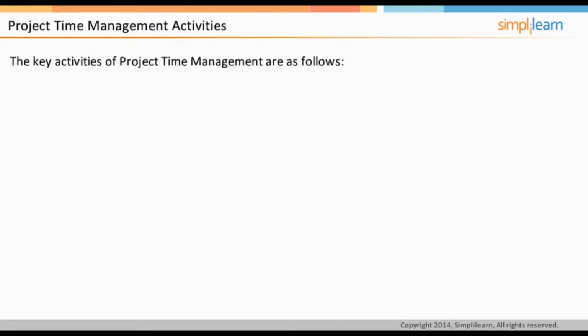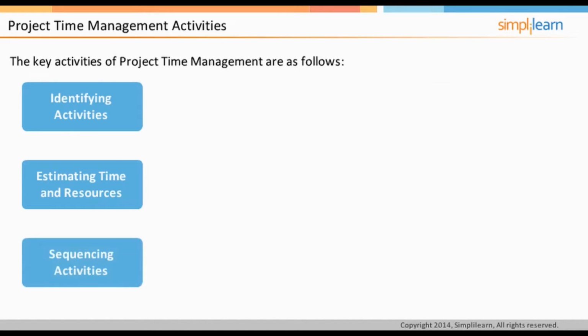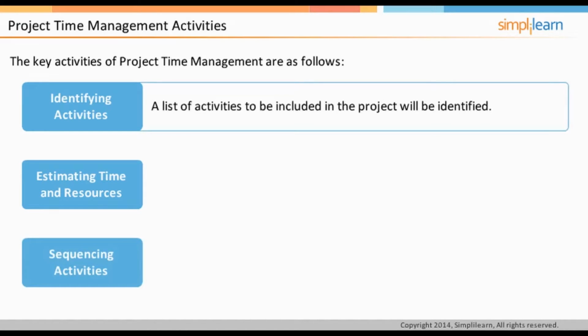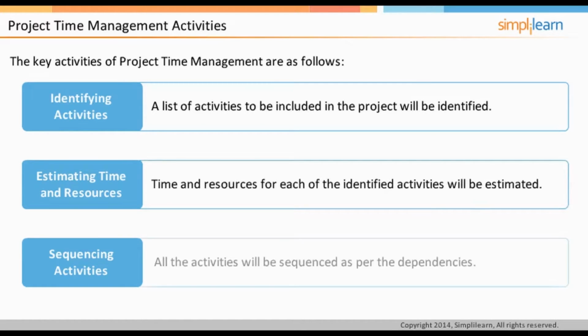The key activities that are part of project time management include identifying activities, estimating time and resources, and sequencing activities. It is important to identify a list of activities that would be a part of the project. Next, an estimation of time and resources required for completing the identified activities is done. Finally, these activities need to be sequenced as per the dependencies. In the next screen, let us discuss project schedule.